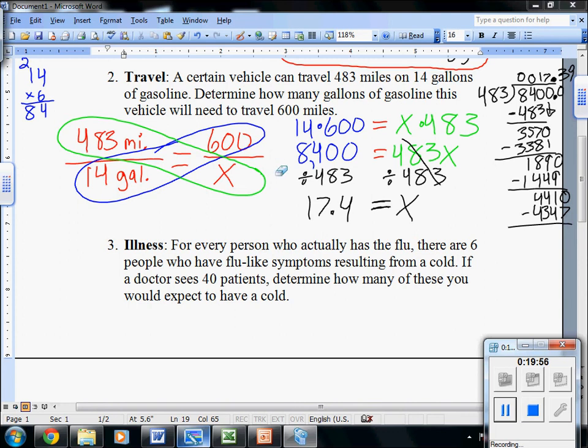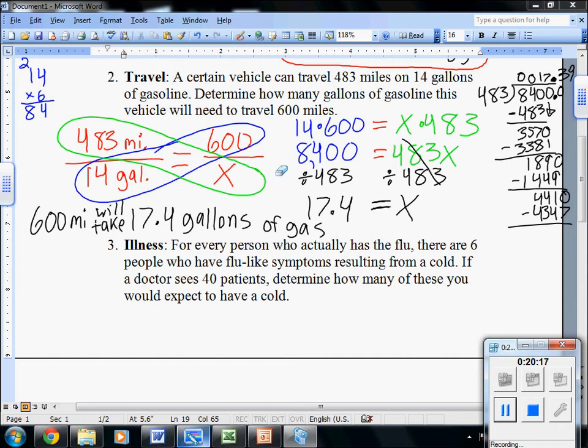Now remember, what that tells us, 17.4, is the missing number of gallons. So to answer this question fully, we will say 17.4 gallons of gas. So 600 miles will take 17.4 gallons of gas. That's the conclusion we came to with solving our proportion. So write your proportion by lining up your rates, and now use the cross product property.